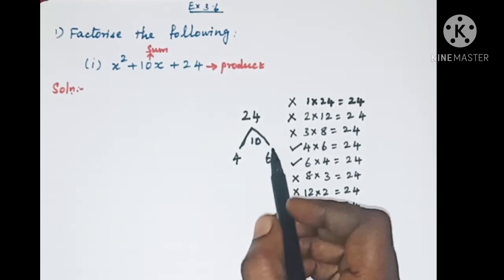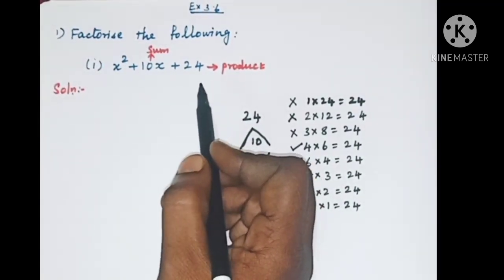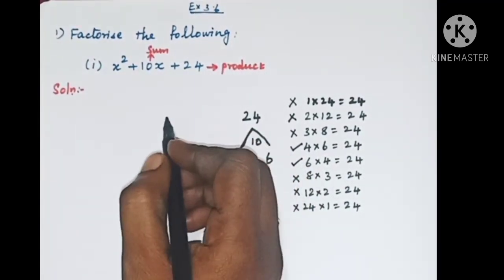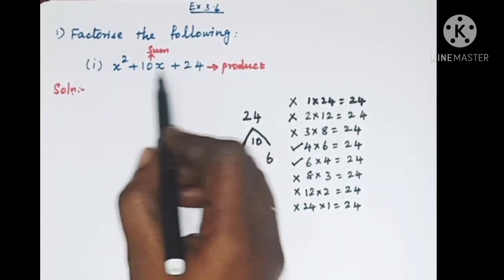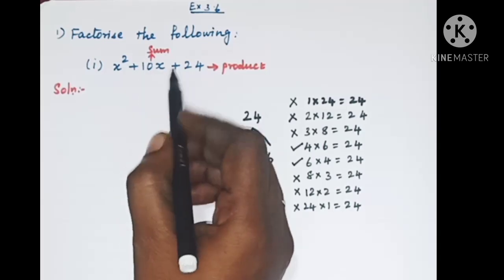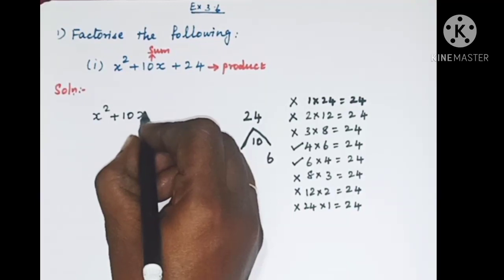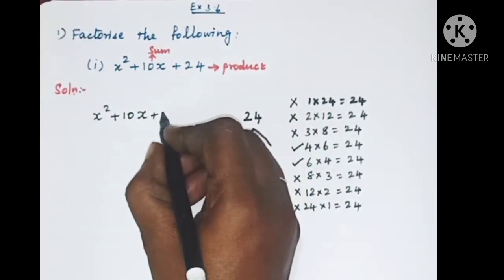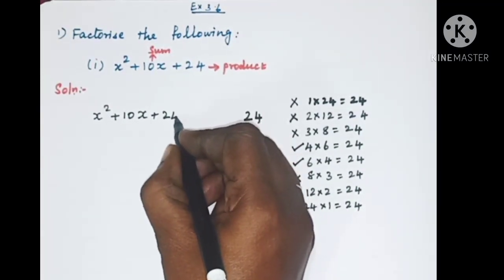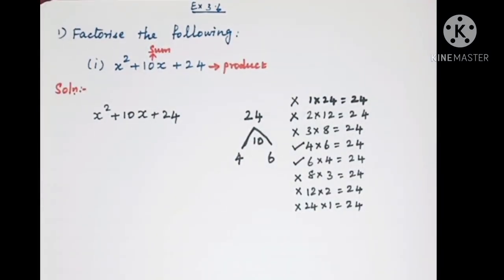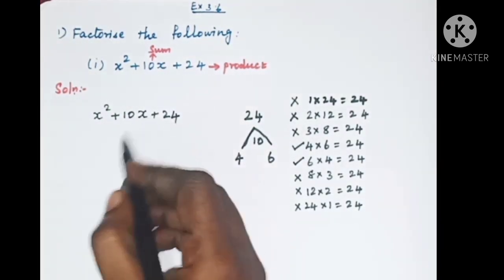Now we have to solve this quadratic equation by splitting the middle term method. What is the middle term here in this expression? Middle term is 10x. So write the question once again. X square plus 10x plus 24 is the algebraic expression given. Which is the middle term here? Middle term is 10x. We have to split this middle term into two terms.